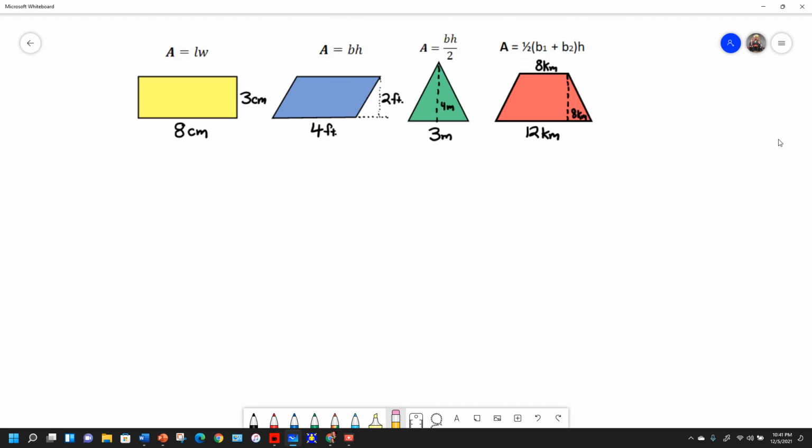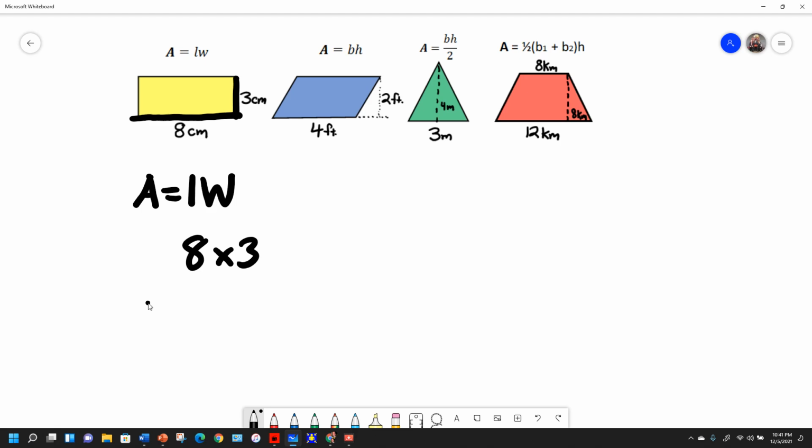Okay, so the first one is a rectangle. The formula for a rectangle's area is area equals length times width. The length is usually the longer of the lines. So we're going to do 8 times the width, which is the shorter of the two lines, 3. And we know that 8 times 3 is 24. So the area of that shape is actually 24 centimeters squared.